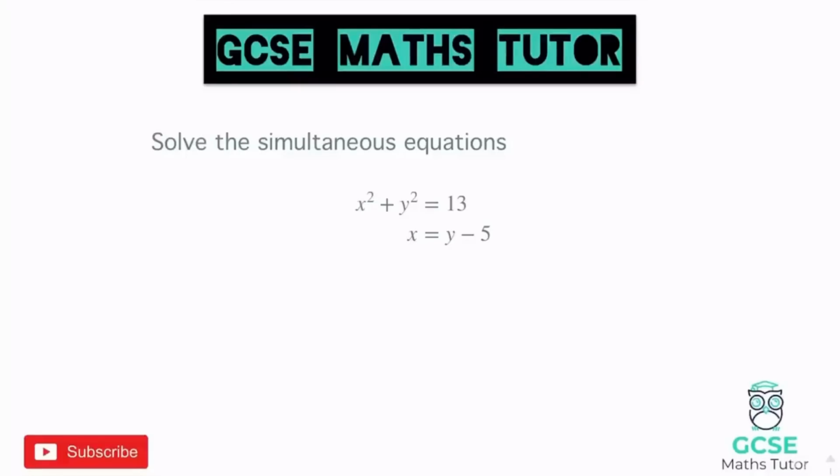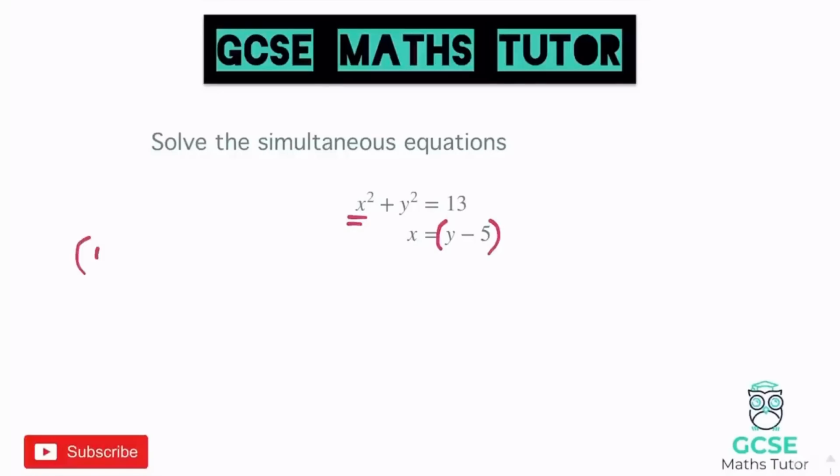So essentially, we can substitute this y minus 5 in place of the x, because it says x equals y minus 5, and then we can eliminate one of the variables. The way to do that is to put a bracket around this y minus 5 and put that in place of the x up here, and let's see what we get.